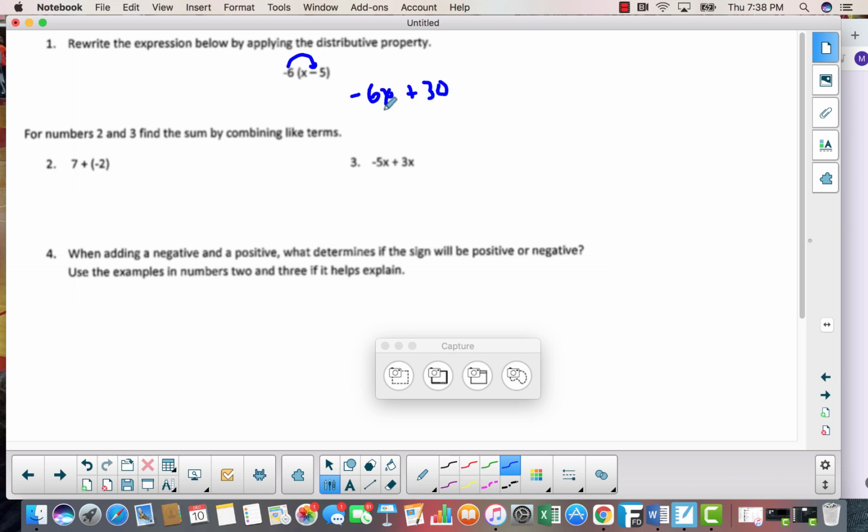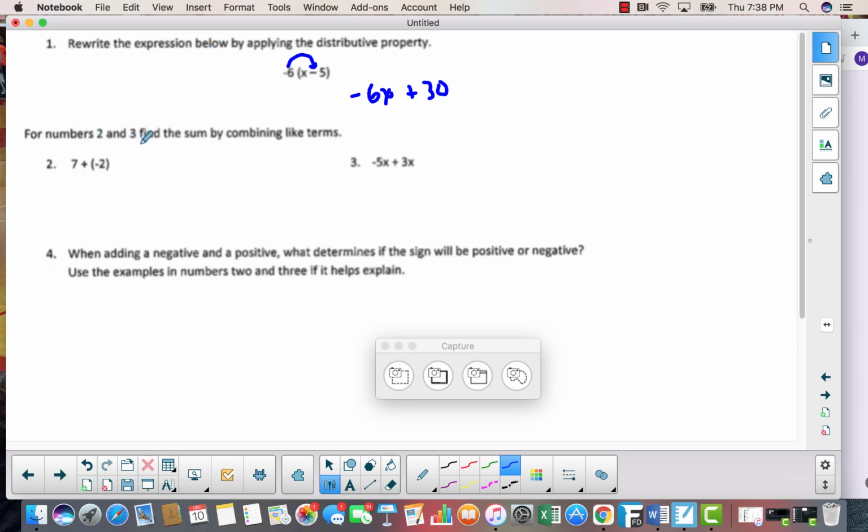And that's all you can do. You can't combine these because they're not like terms. Remember, the directions just said rewrite the expression. It's not like you can solve the value of x here because it's an expression. You can only solve for x if it's an equation or if you happen to know what x is.